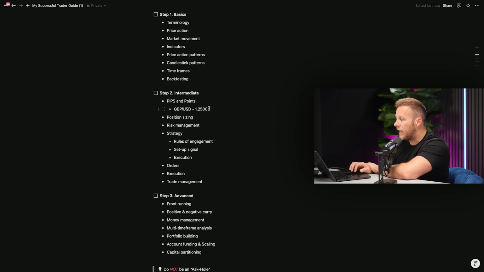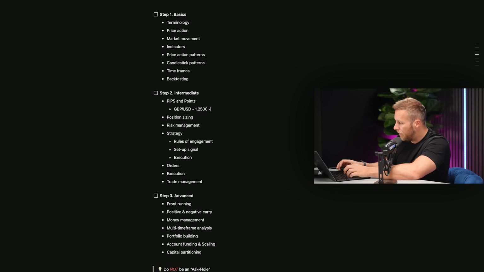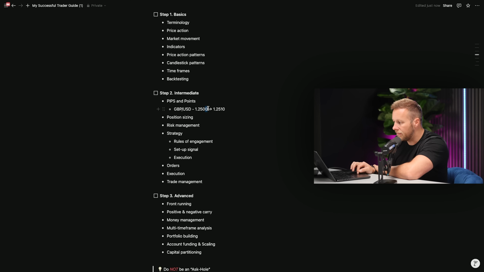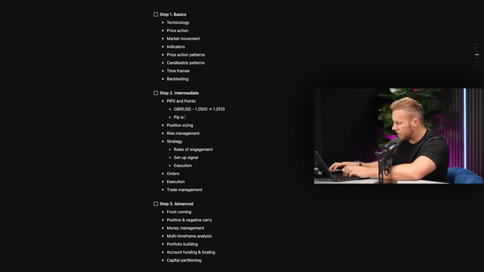So if this goes up 10 pips, then the price would be 1.2510. So the pip is that fourth decimal point. So the fourth decimal point would be 1 pip. The second decimal point would be tens of pips. The third decimal point would be hundreds of pips, and then obviously thousands of pips on the left. So that's how it works, and that's what a pip is. So a pip, right? A pip is 0.0001. That's 1 pip. Okay.